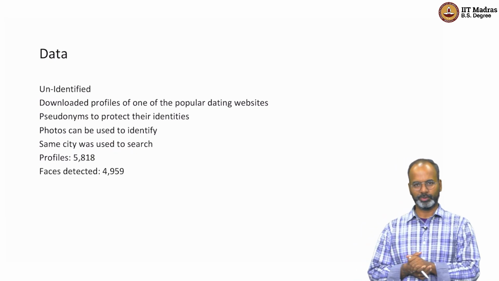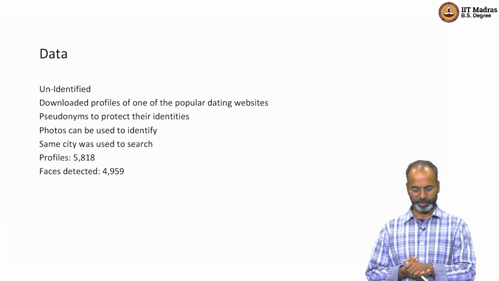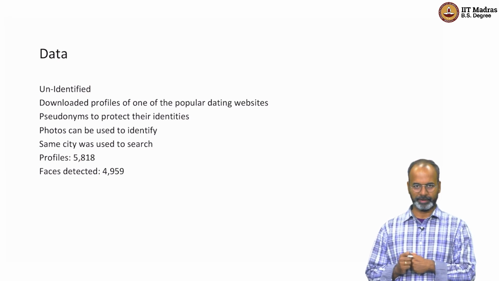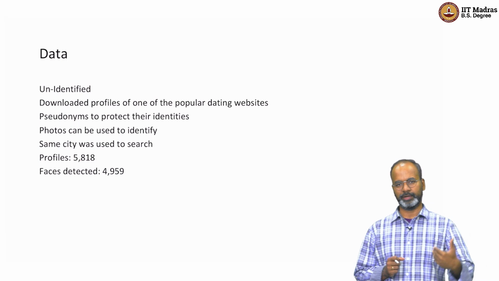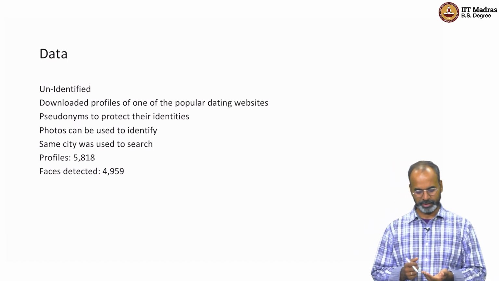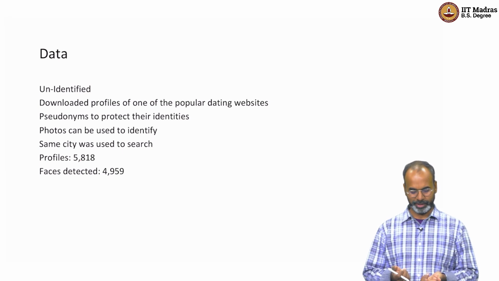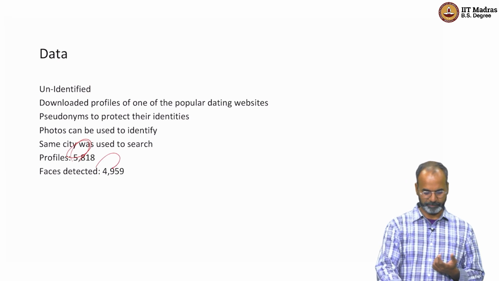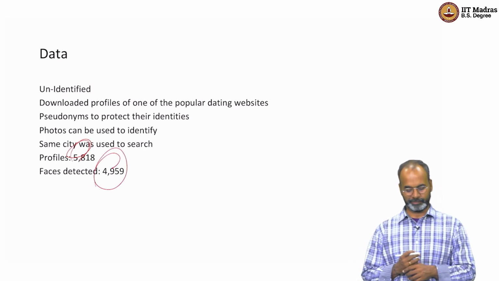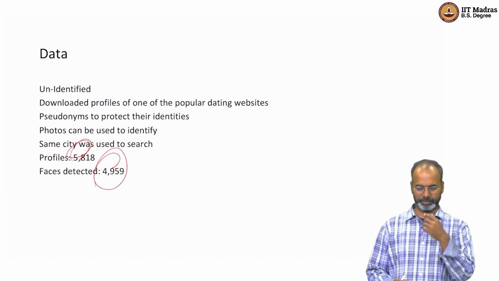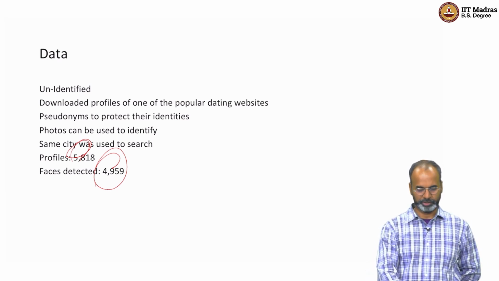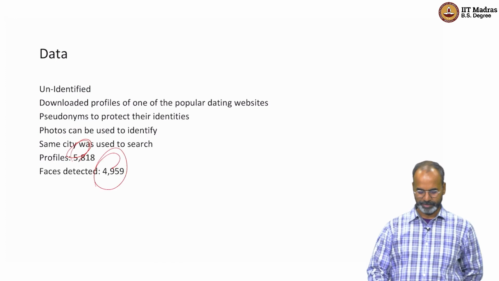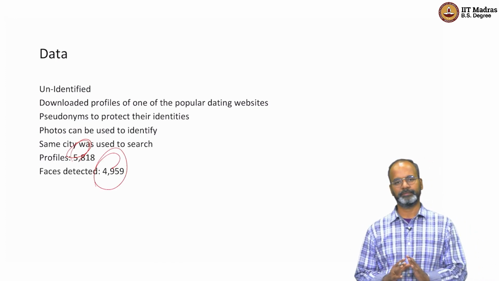The unidentified source, which is a matrimonial website or a dating website in this case, downloaded profiles of one of the popular dating websites from the same city that they downloaded the images from Facebook. Pseudonymous to protect their identities. Photos can be used to identify. Same city was used to search. 5,000 profiles were collected, and about 5,000 pictures were taken from these profiles, or faces were detected from these pictures. So let's, just to give you again a quick recap, 100,000 faces we have on the identified side. We have 5,000 faces on the unidentified side. Okay.